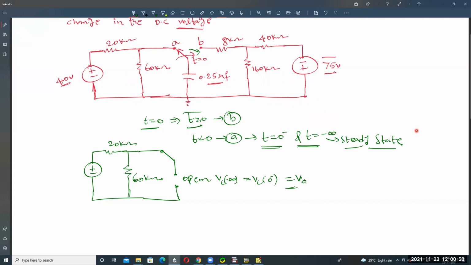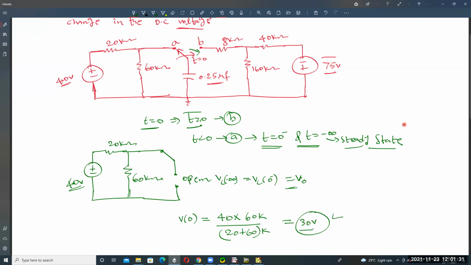Under these conditions, the voltage across the capacitor, VC of 0, is 30 volts. You get 30 volts by using voltage division: 40 into 60 K divided by 20 plus 60. So we get a voltage of 30 volts. This is the initial condition.